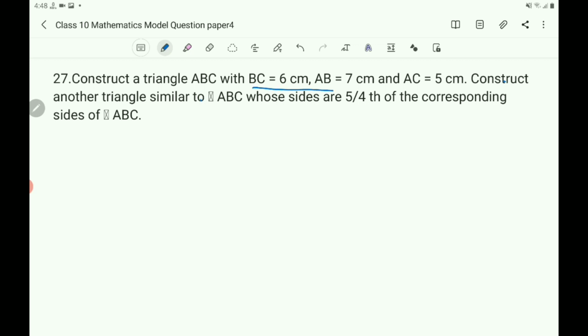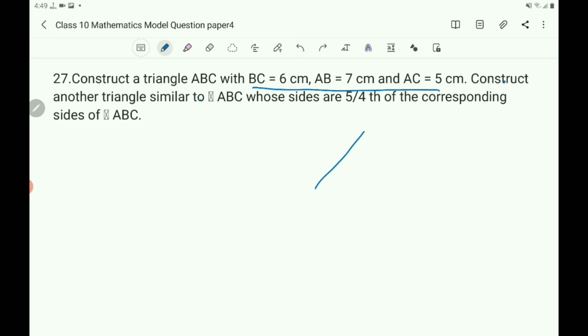Here the measurements of the sides are given. BC equals 6 cm, AB equals 7 cm and AC equals 5 cm. Take any one of the sides as a base and construct a triangle. And here the ratio is given, that is 5 by 4. So here out of 5 and 4, 5 is greater.